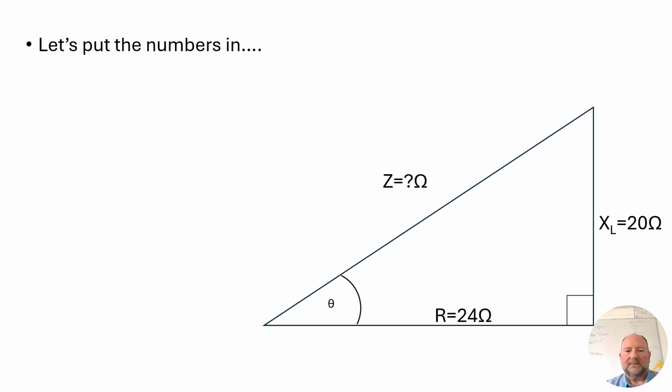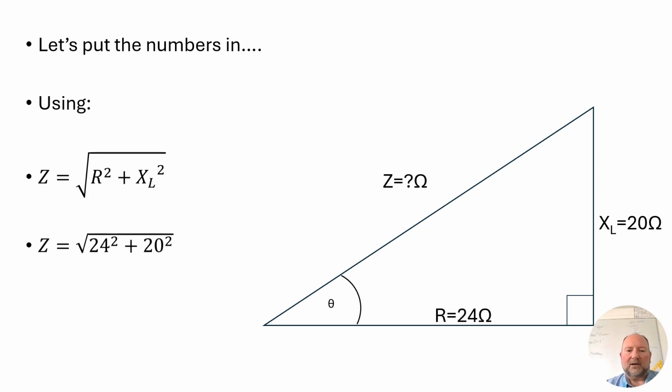So let's put the numbers in. So we're going to be using the formula Z is the square root of R squared plus X squared. So R is 24, so 24 squared plus XL, which is 20 in this example, squared, all square rooted, put that into a calculator, comes out as 31.24 ohms.